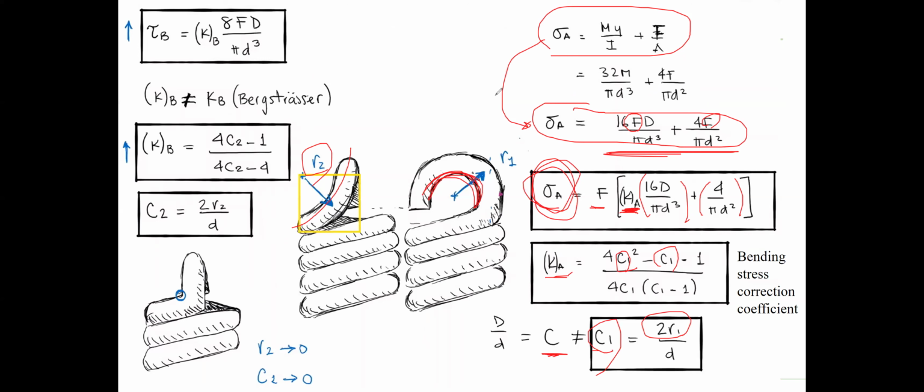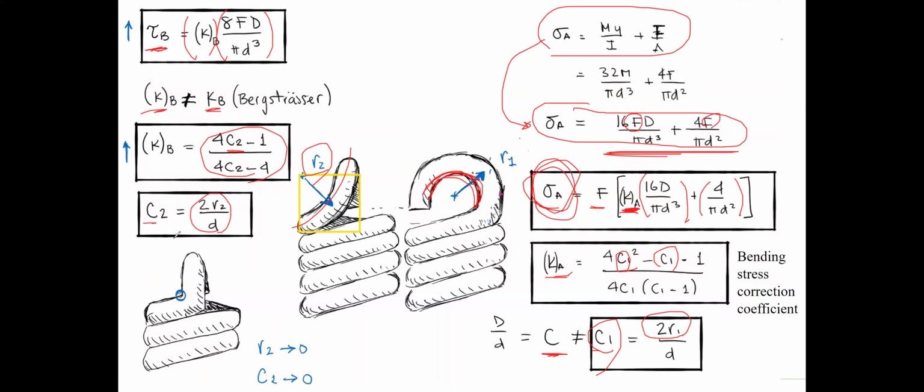And now let's look into tau, the shear stress. Tau B doesn't mean point B, we just give it a name. Tau B equals a correction factor times this term. And in this equation, the KB does not equal the KB that we mentioned previously, because this KB is defined by a geometric factor C2, and C2 equals 2R2 divided by the wire diameter.